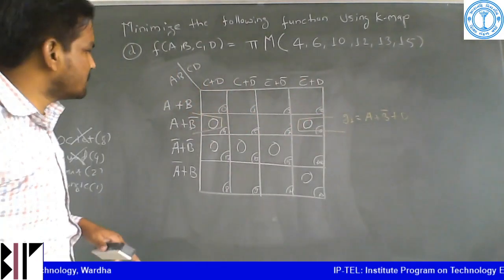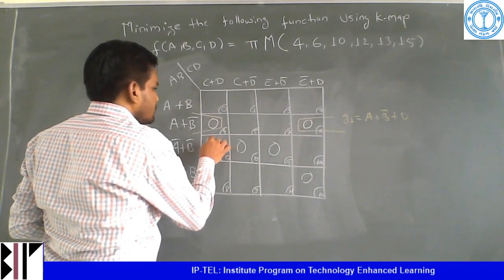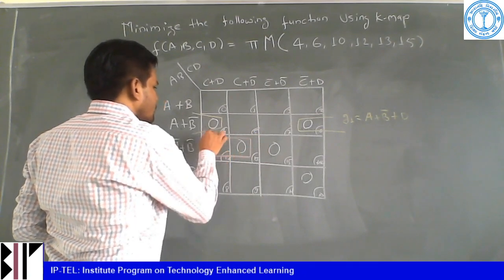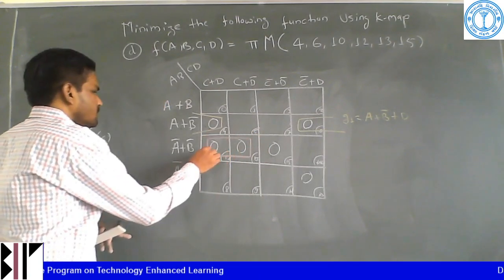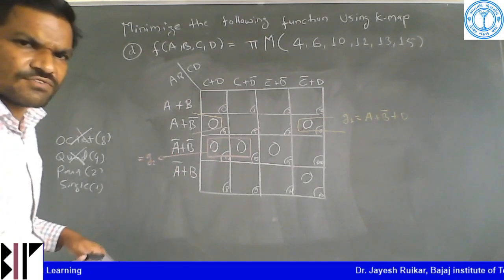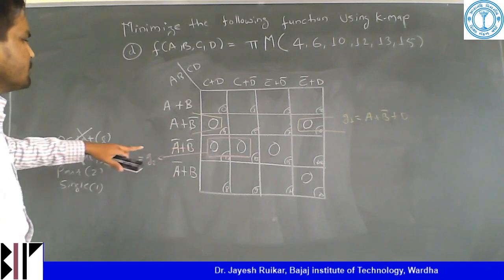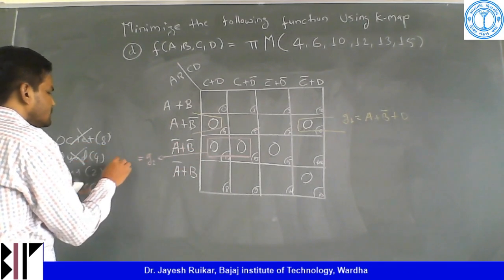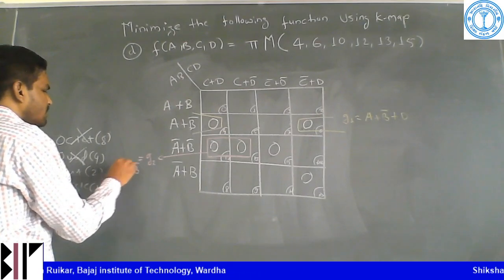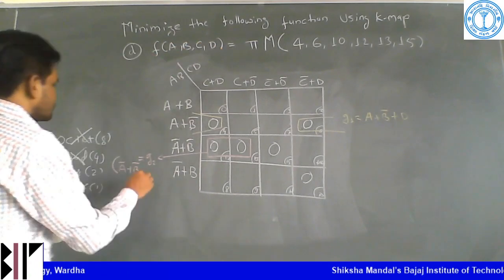Can I form another pair? Yes, I can form another pair with this one. This can be another pair. This is my group 2, and the equation for this group 2, from left side, is A bar plus B bar. From top side, C.